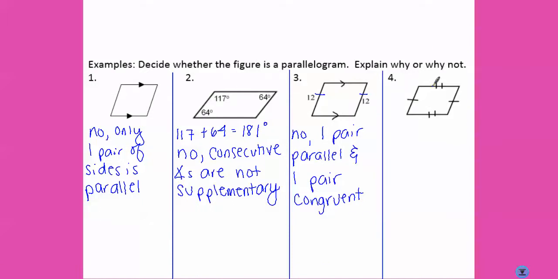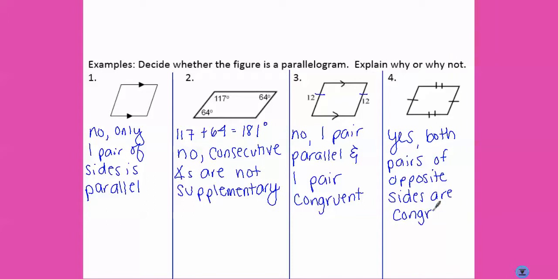And finally, we have congruent opposite sides here and congruent opposite sides here. So yes, this is a parallelogram because both pairs of opposite sides are congruent.